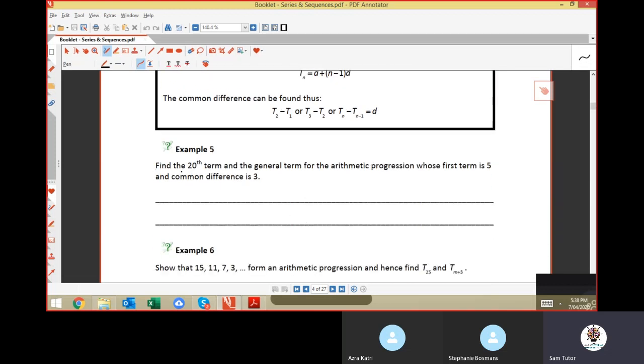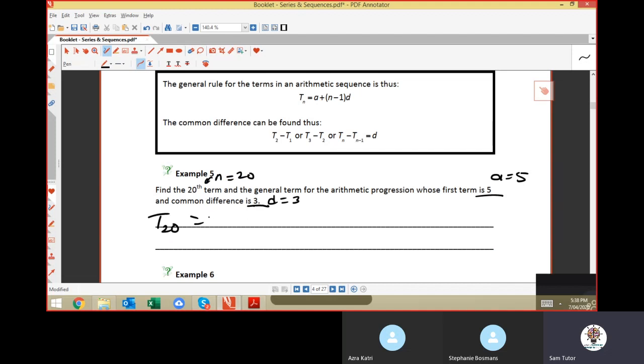So this question says find the 20th term. When it says find the 20th term, we know that means n equals 20. And the general term for the arithmetic progression whose first term is 5, so A equals 5, and the common difference is 3, which means D equals 3. So we'll just plug it into this. T20 equals A plus n minus 1 times D. And then you just plug it in. 5 plus 19 times 3 equals 62.